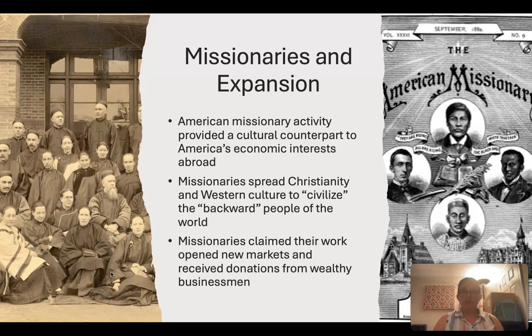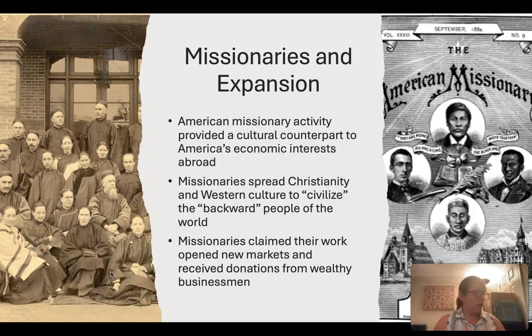And American missionaries were sent to these different countries not only to spread Christianity, but also to spread Western culture. And there was definitely a racial component to this as well. They were sent here to, as they put it, civilize these backward peoples. There's a real belief in the superiority of Anglo-Saxon Christian civilization. And there's a real idea of the white man's burden here.